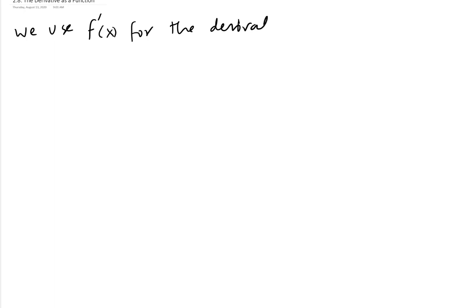Section 2.8, the derivative as a function. In this section, we use f prime of x for the derivative of f of x. This is just a notation. The way you say it, this is f prime of x.